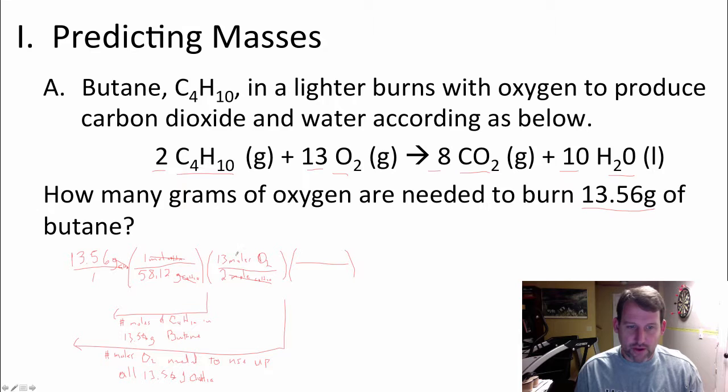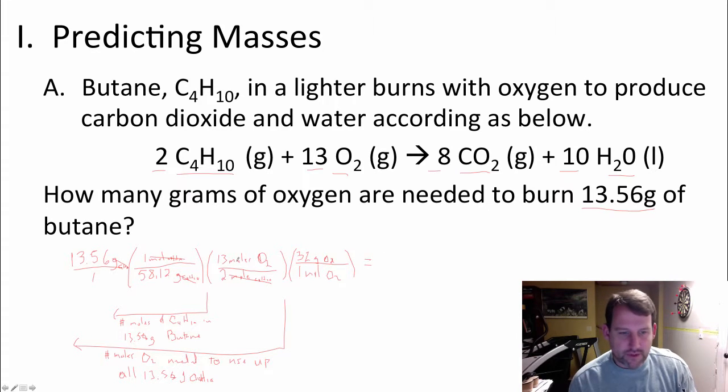Now I notice here that moles of O2 are on top, so I know the 1 mole of O2 goes on the bottom. And over here is the 32 grams of O2. This number came straight from the periodic table. Each oxygen is 16, so 32. Now the moles of O2 cancel. All of these steps, all three of them together, give the number of grams of O2 needed to use up all the butane.